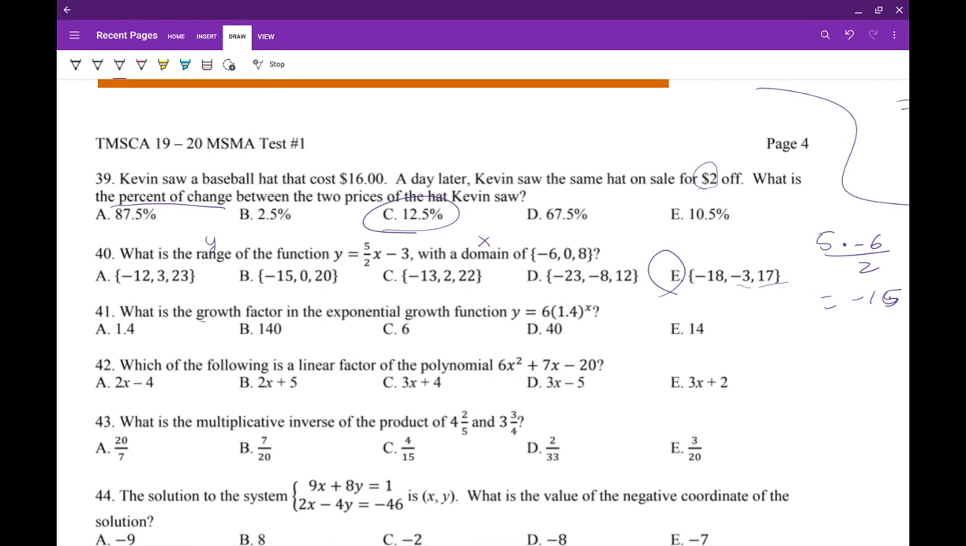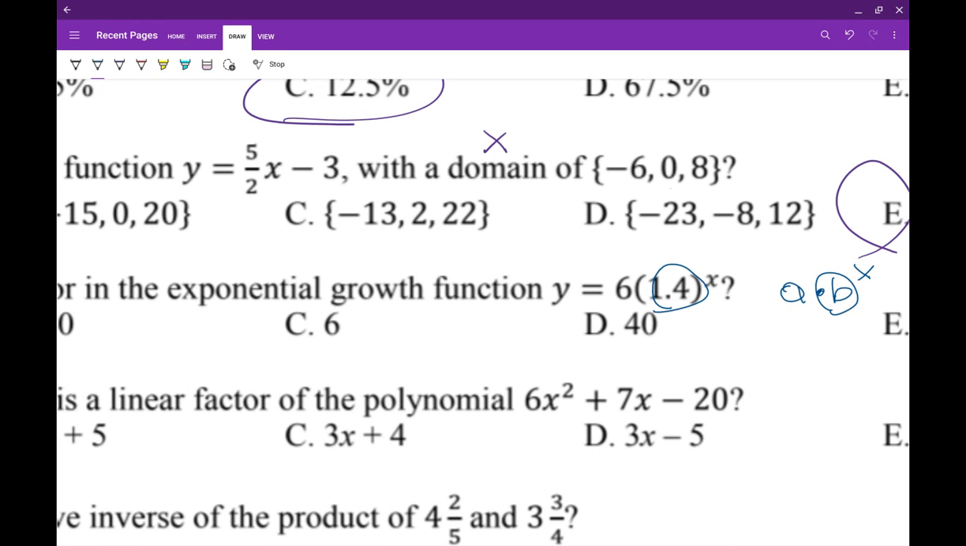41 asks about the growth factor in the exponential growth function. An exponential function is in the form of a times b to the power of x, where b would be the growth factor. So with 6 times 1/4 to the x power, 1/4 is the growth factor. Now, if you were to see, let's say, a compound interest equation, then you'd have y equals your principal times 1 plus the rate to the power of time. Here, 1 plus the rate would be b, so that would be the growth factor.